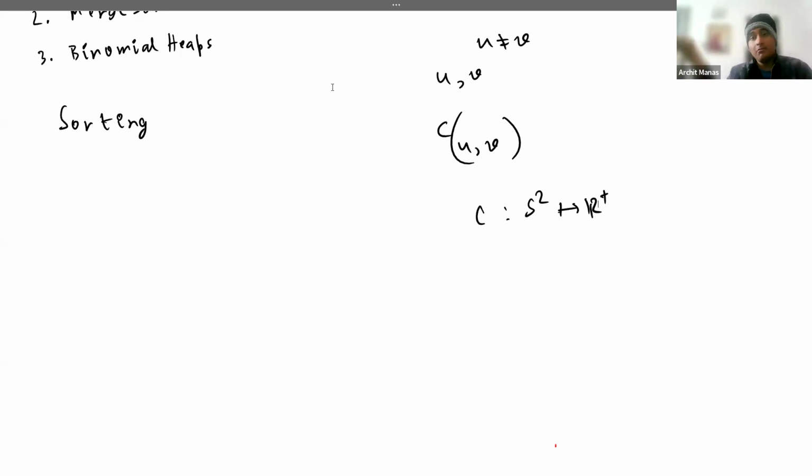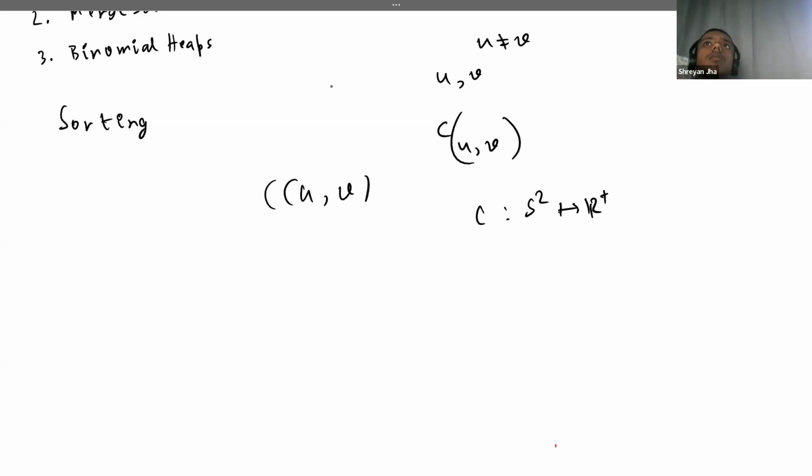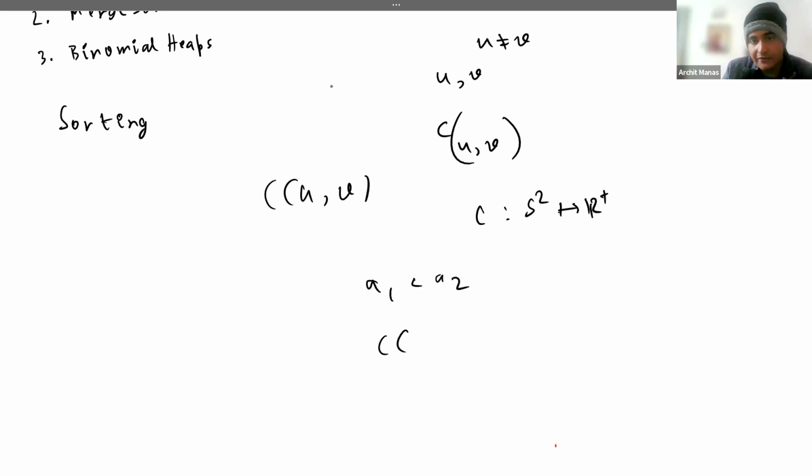That could be true. So, for example, some models that are considered are when c of u comma v is a monotone function of the values themselves, so u and v, the actual value associated with the object. For example, if A1 is less than A2, then c of 1 comma n is less than c of 2 comma n. So we have these cost models where we assume that the cost satisfies something like this. You could also have something like c of u comma v is u plus v. This is all acceptable. And of course, the challenge is to try and find good algorithms under such models.